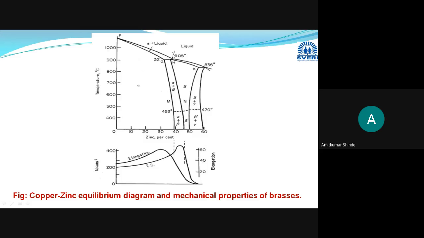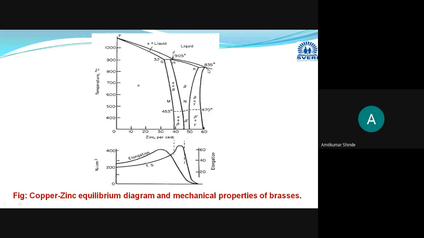This 905 means, as we are adding zinc to the copper, when it becomes approximately 44%, the copper plus zinc alloy will have 44% zinc, and that alloy will have a melting point of 905.